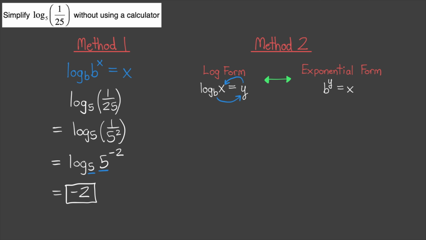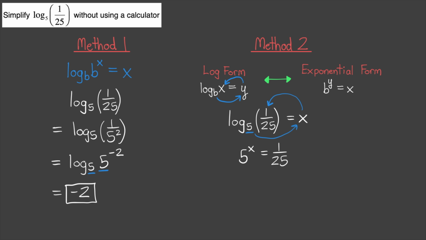All right, so let's go ahead and bring down our log. We will set it equal to x. And then we'll change it to exponential form. So we're going to start with the base. So in this case, the base is 5. We're going to raise it to x and set that equal to our argument, which is 1 over 25. All right, so we have 5 to the x equals 1 over 25.